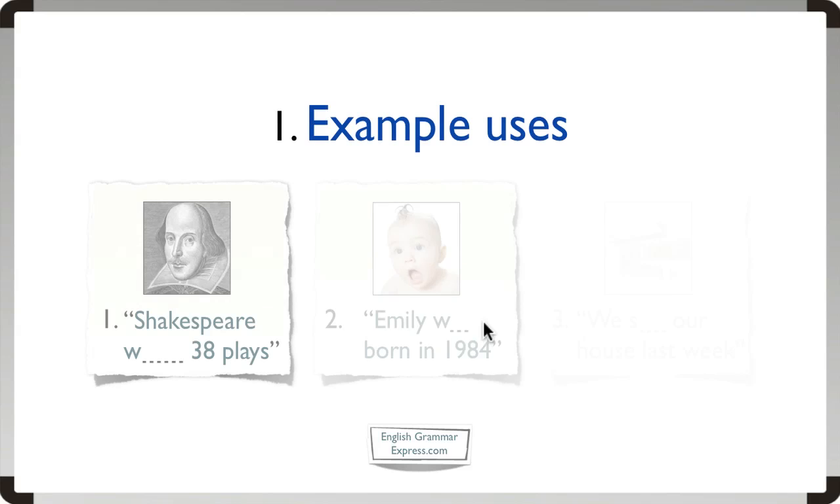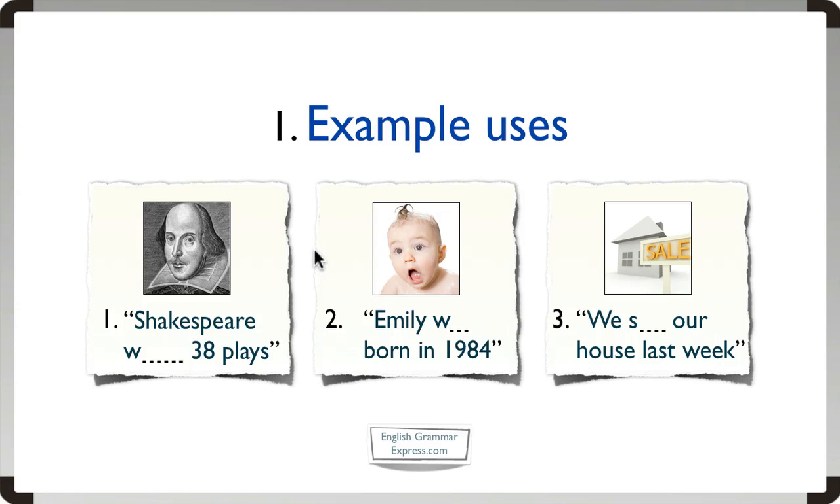So let's look at some example uses. And there are 3 examples here. Number 1, Shakespeare wrote 38 plays. Number 2, Emily was born in 1984. And number 3, we sold our house last week.